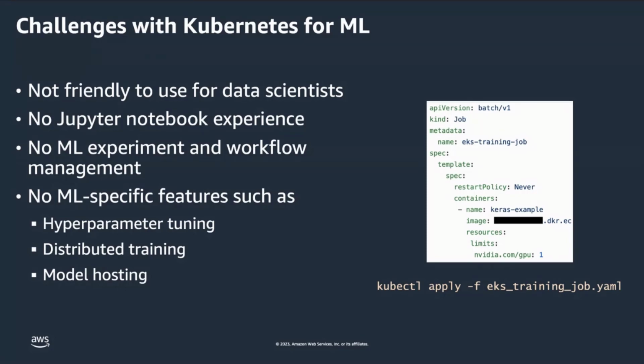Another couple of challenges would be no ML experimentation or workflow management. Also, no ML specific features such as hyperparameter tuning, distributed training, model hosting, right? So it's relatively simplified in terms of the things you're able to do. So how do we get beyond this? How do we improve this experience?